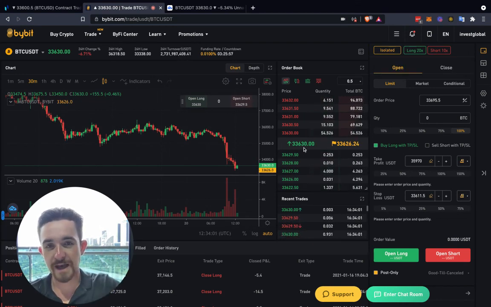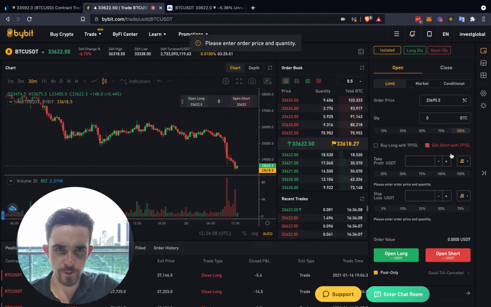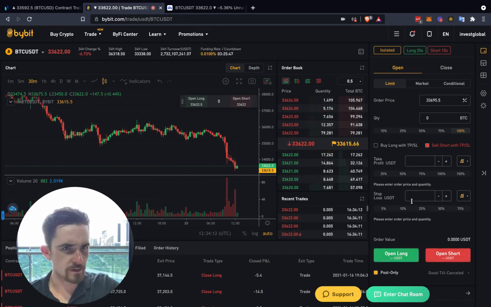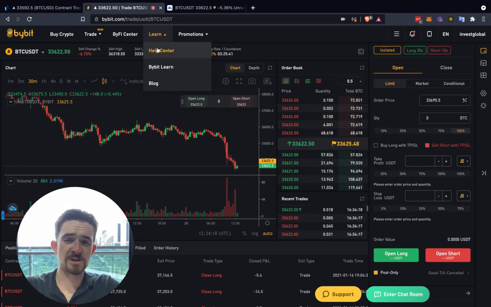Market is just buying this at this exact price, or essentially entering at that exact price. We talked about take profit and stop loss. Same with short positions. Open short, open long. Those are very, very straightforward. Besides that, it's very, very simple. There are really nice tools that each of these exchanges has.